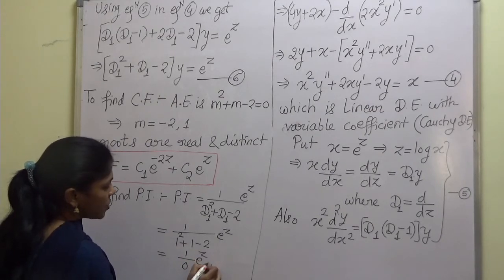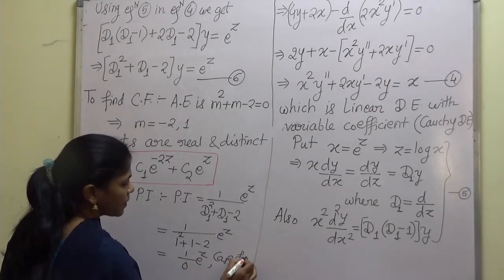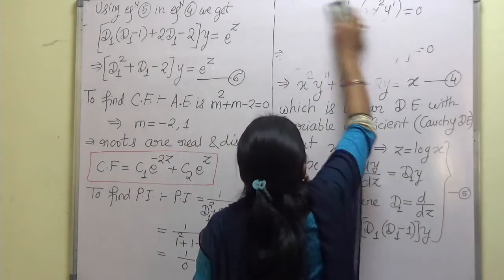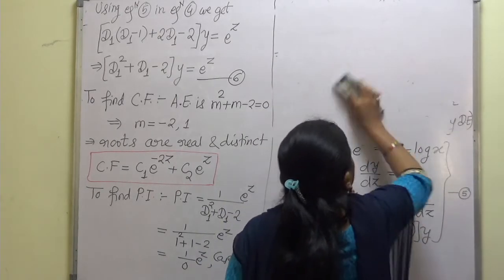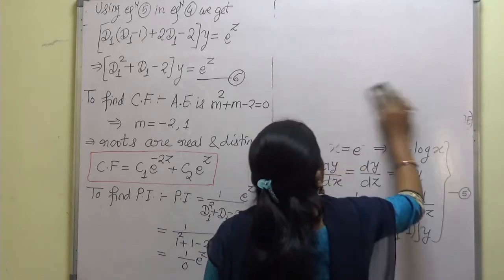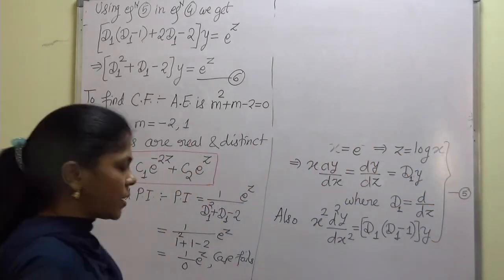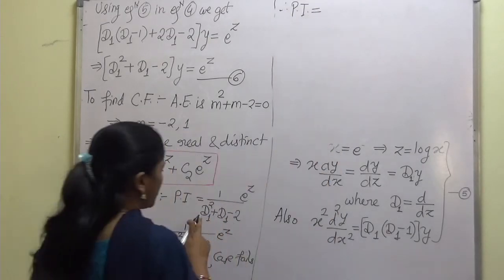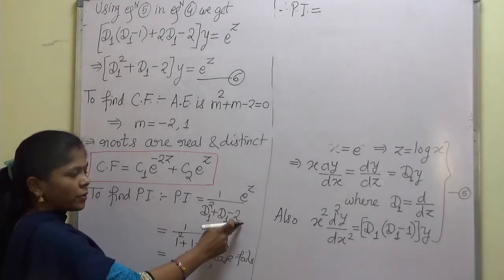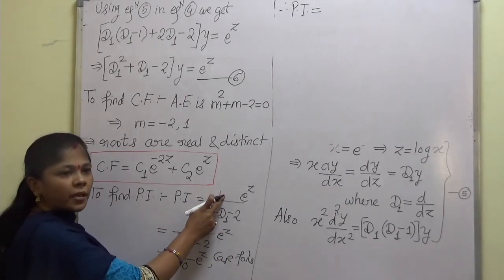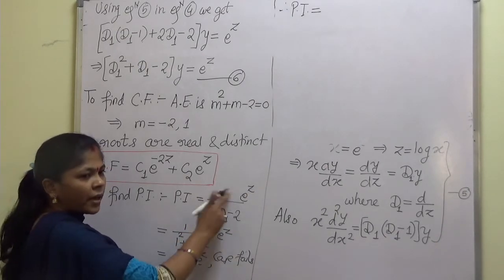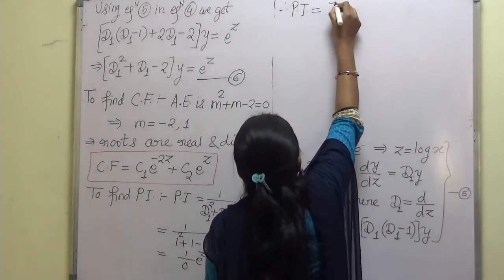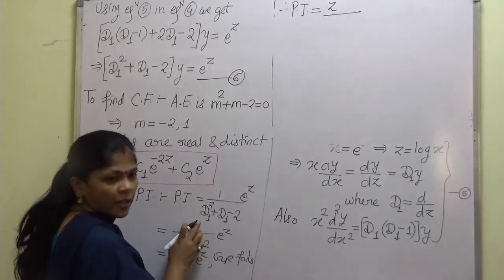Now when I am getting 0, what does it mean? The case fails. So what do we do in this case? We apply the case of failure. Therefore, for the particular integral, we go back to the previous step, multiply the numerator by the independent variable, that is z, and differentiate the denominator with respect to D1.